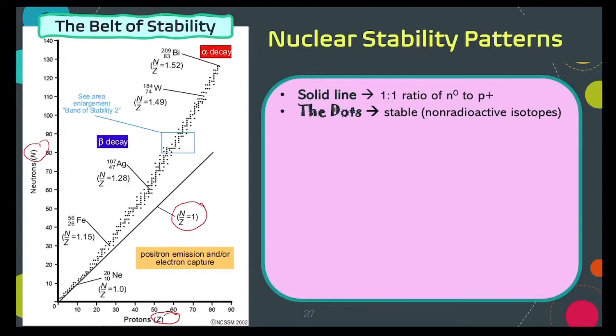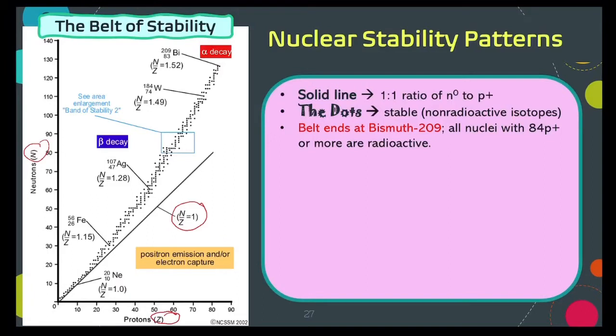The dots in the middle of the graph represent stable, non-radioactive isotopes. Notice how the dots, or the belt, ends at bismuth 209. Bismuth 209 was once thought to be the most stable isotope, but actually, quite recently, in 2003, scientists found that bismuth 209 actually does undergo radioactive decay, specifically alpha decay. However, it is stable in that its half-life is very long. It is 19 quintillion years, approximately.